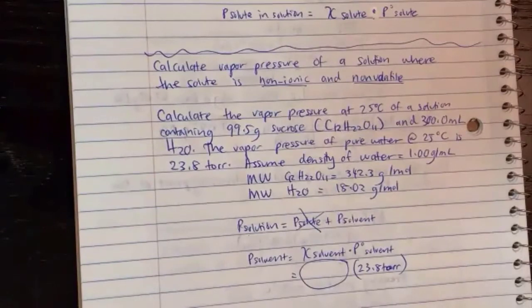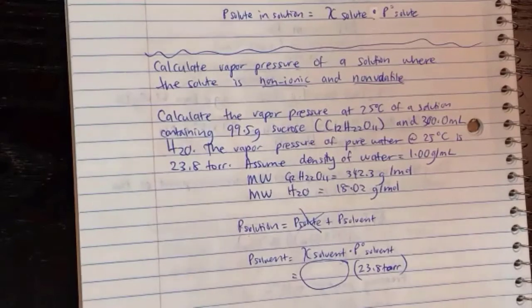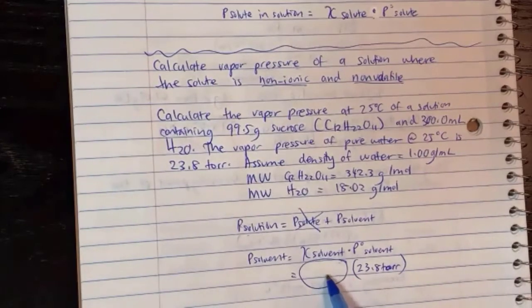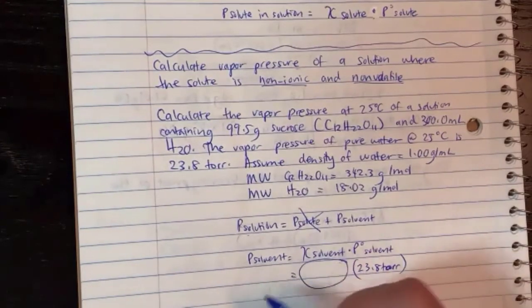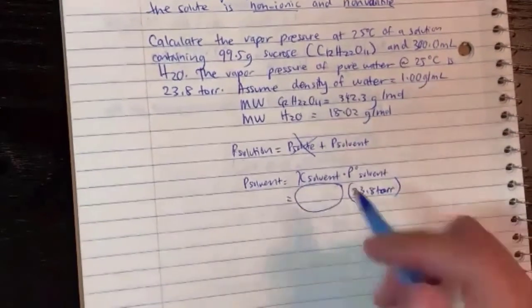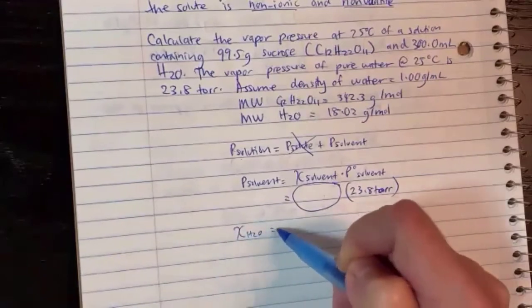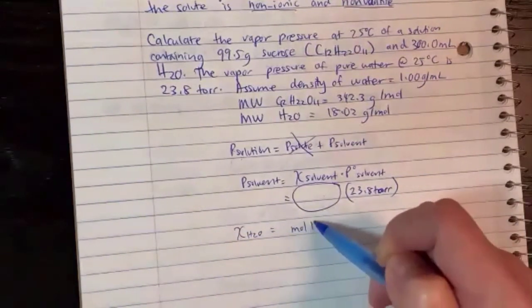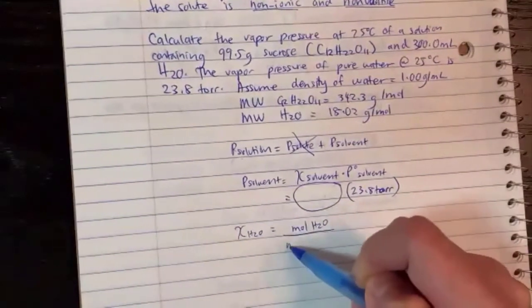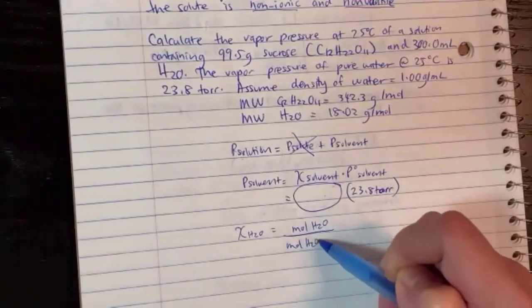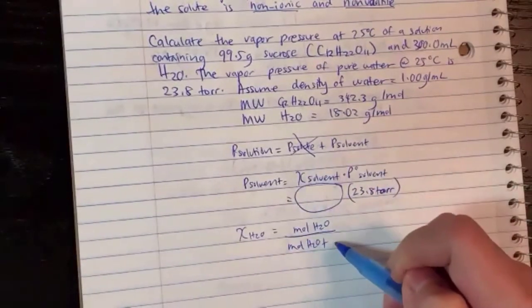You have to find the mole fraction of your solvent, which is why we were doing all those conversions in the class before this: mole fraction, mole percent, mass percent, molality, because we're using it here. So mole fraction of water. The solvent here is water, so the mole fraction of water is going to be moles of water over moles of water plus sucrose.